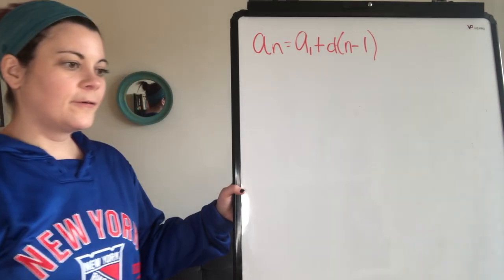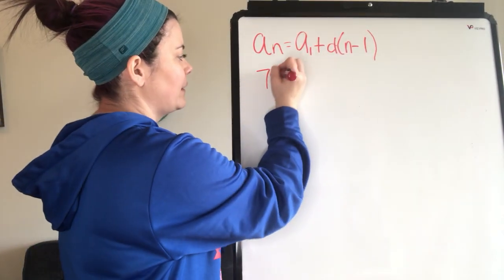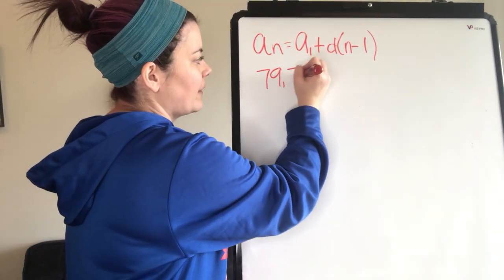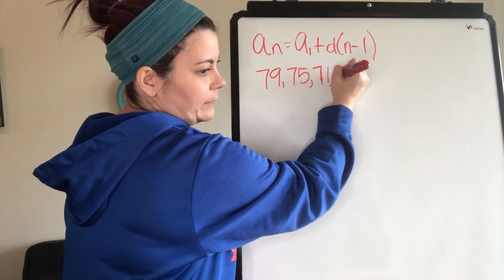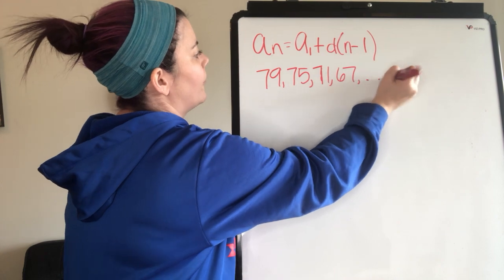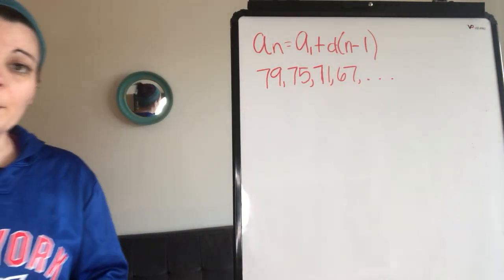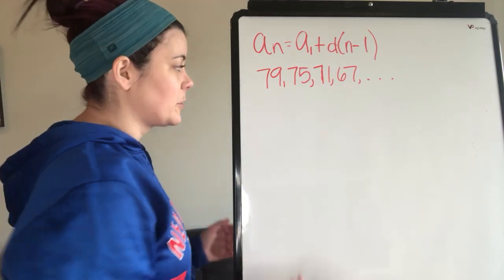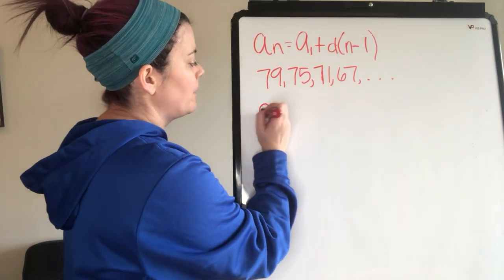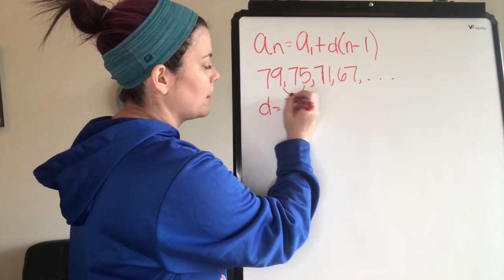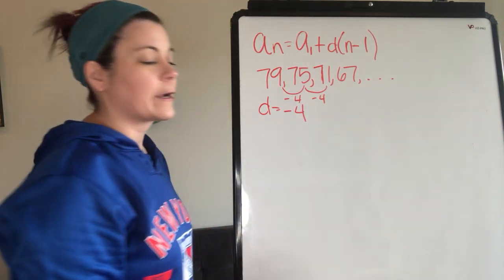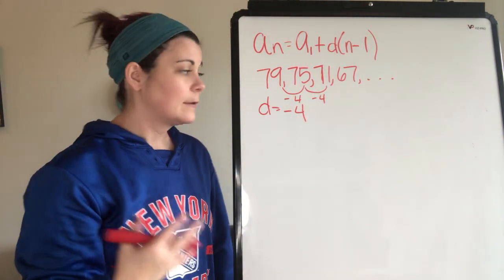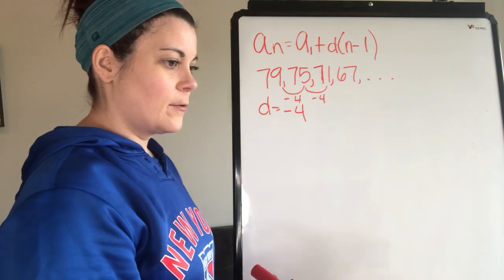Okay, so for an example, if we had 79, 75, 71, 67, and so on. The easiest way when given a pattern is to find the common difference first. The common difference here, if you notice, is going down by 4 each time. So the common difference is negative 4 because it's going down.